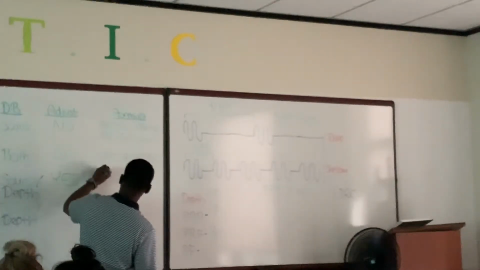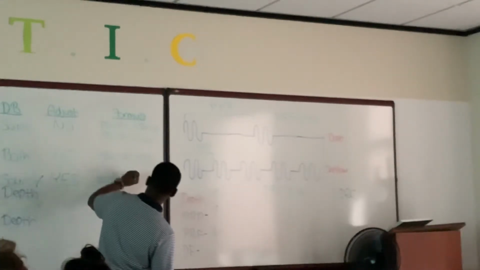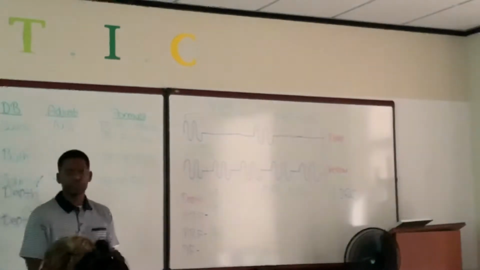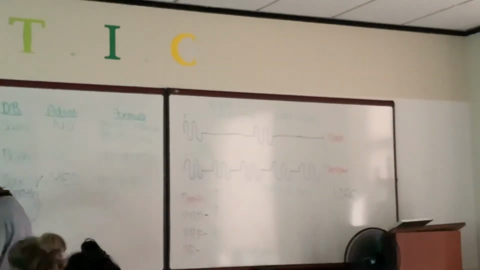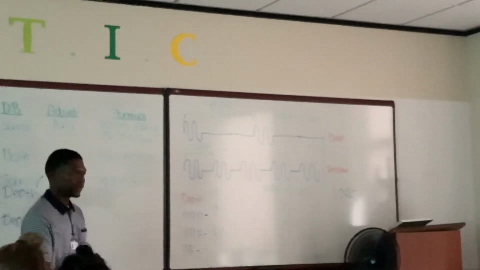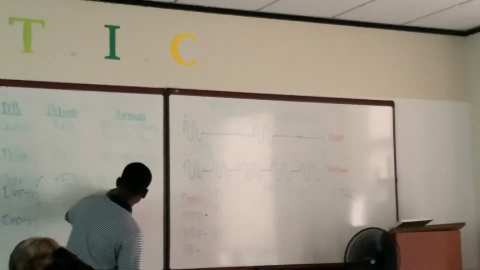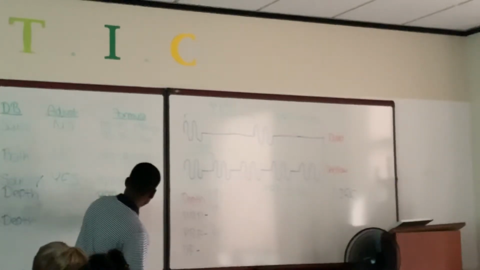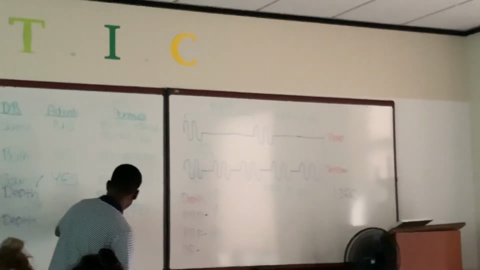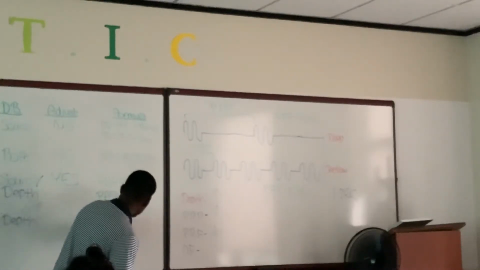PRP times PRF equals 1, right? Because that's what reciprocal means. When you multiply two numbers together, they equal 1. But that also means that PRP equals 1 over the PRF, right? And vice versa: PRF equals 1 over the PRP.